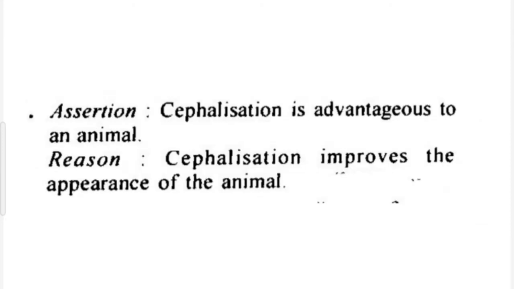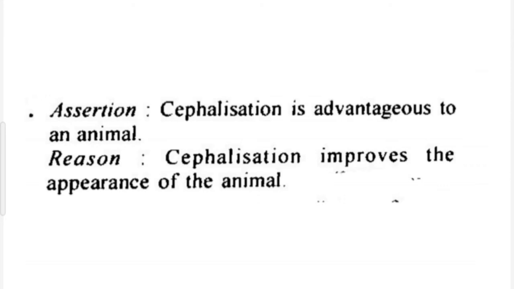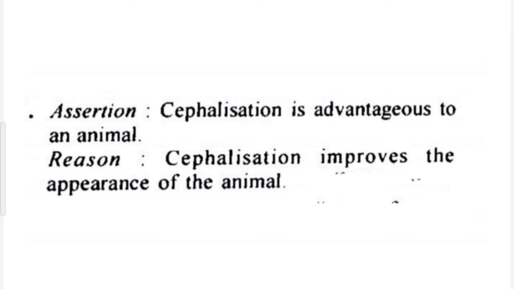Assertion: Cephalization is advantageous to an animal. Reason: Cephalization improves the appearance of the animal. Right answer is option C, if assertion is true but reason is false. Because cephalization is the concentration of nervous tissues and sense organs in or towards the anterior end forming a distinct head, and that provides greater prominence and domination of the head over the rest of the body, and it does not improve the appearance of the animal. So reason is false and assertion is true.